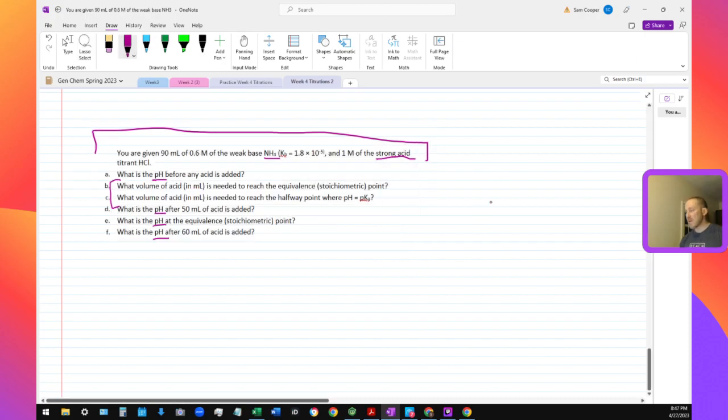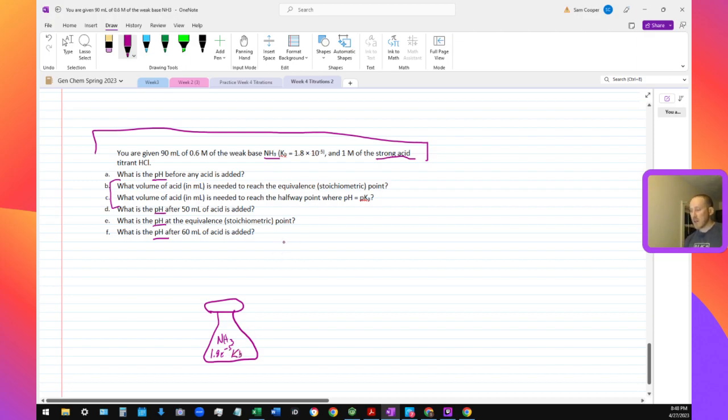Okay, so this scenario is very similar to our last one. The only big fundamental difference maybe is that we're dripping into our weak base, NH3, and we're given that that is the Kb.